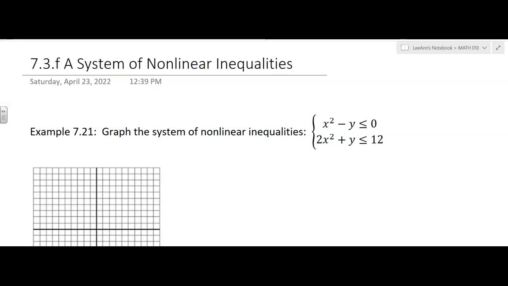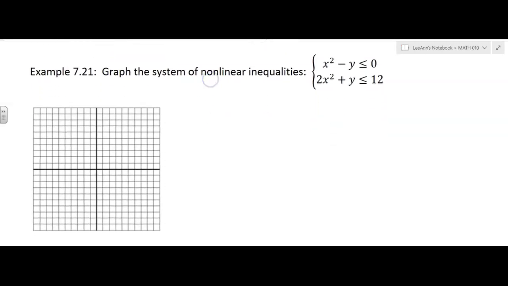Okay, so in this example, we have a system of nonlinear inequalities. And this time we don't have a line. The top one is a parabola, and the bottom one is also a parabola. So we have two parabolas. So I'm going to take the first inequality, x squared minus y is less than or equal to 0.